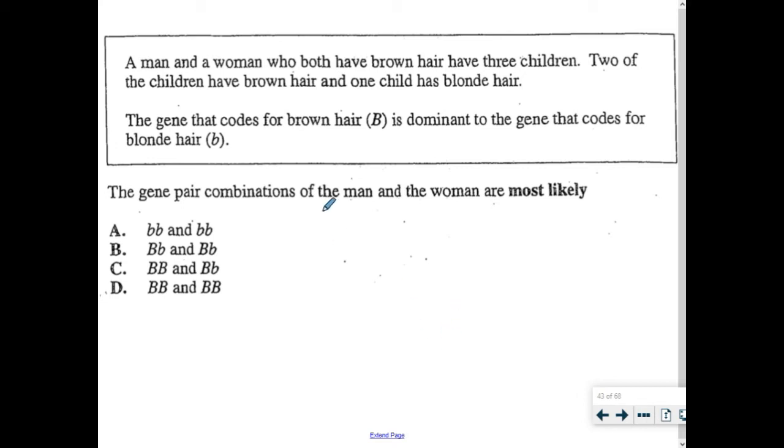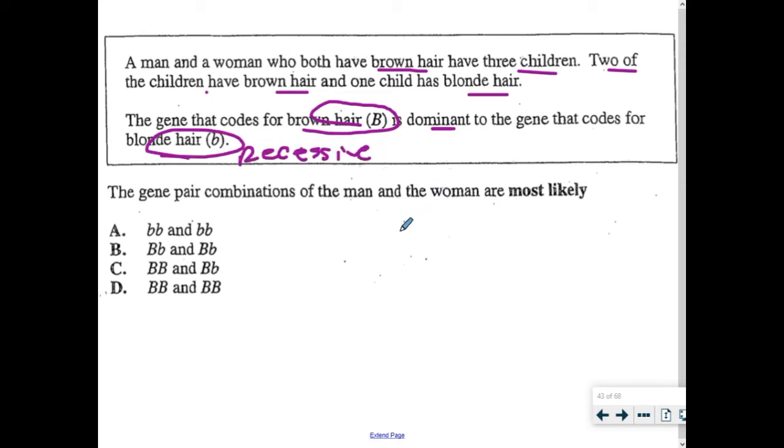This came off an old PAT. A man and a woman who both have brown hair have 3 kids. 2 of their kids had brown hair, but 1 got blonde. And so we know that brown hair is dominant. We know that blonde hair then must be recessive. So then the question is, what's the combination that would make it so that 2 brown-haired people end up with a blonde-haired child? And the correct answer would be this one right here. Big B, little b, big B, little b.